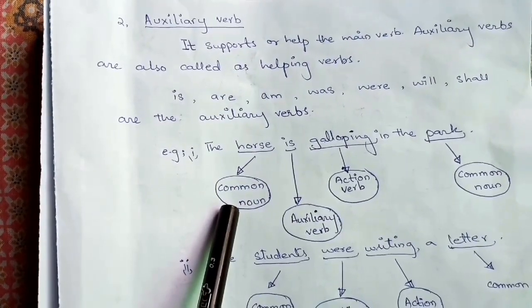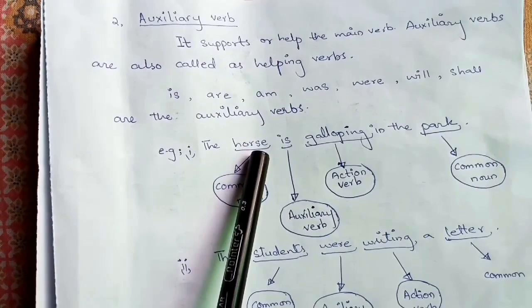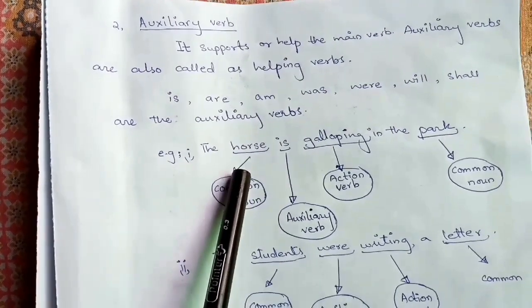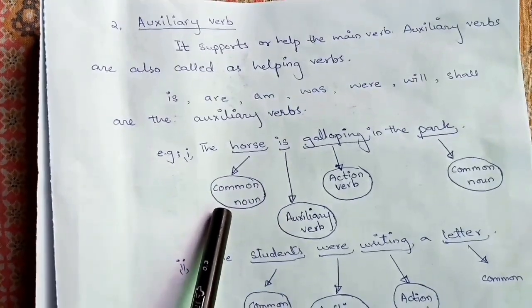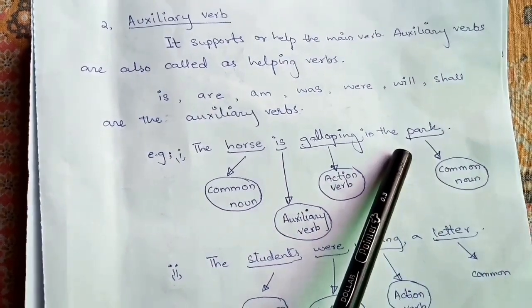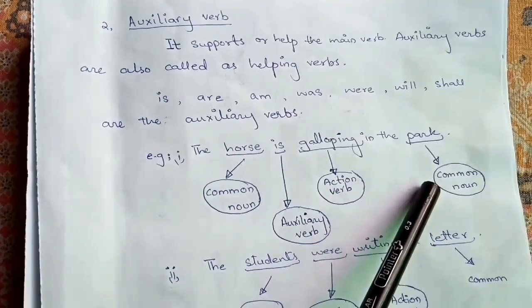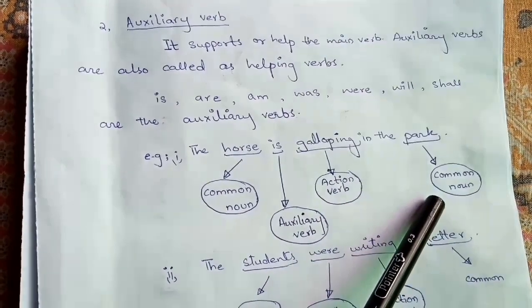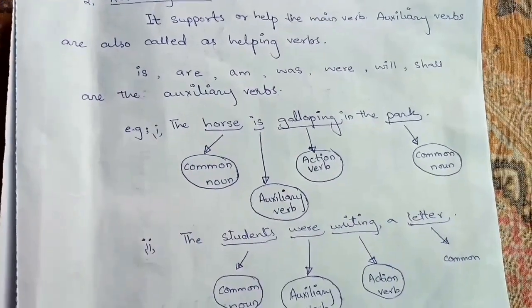Horse is a common noun because the particular name of the horse is not mentioned. So this is a common noun. Park is also a common noun because the name of the park is not mentioned over here. So that's why it is a common noun.